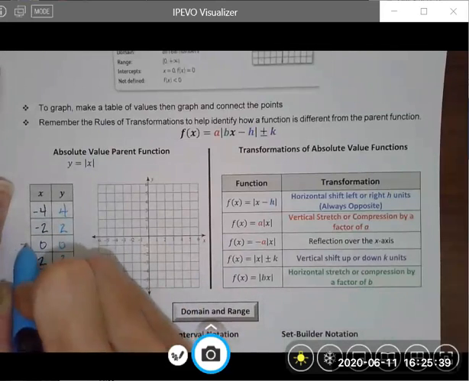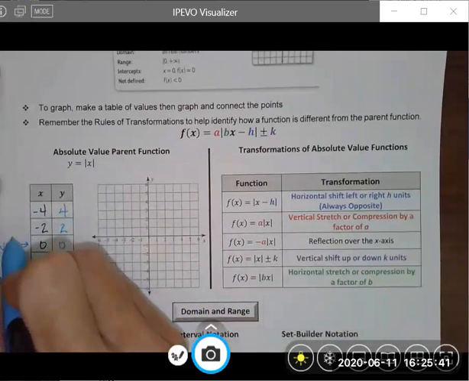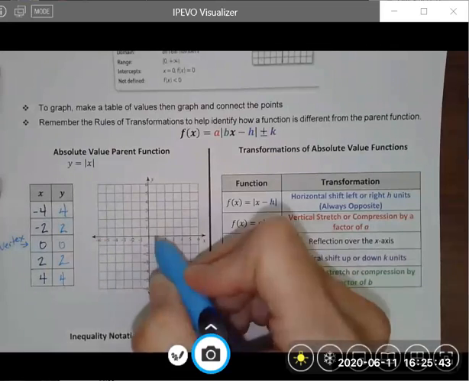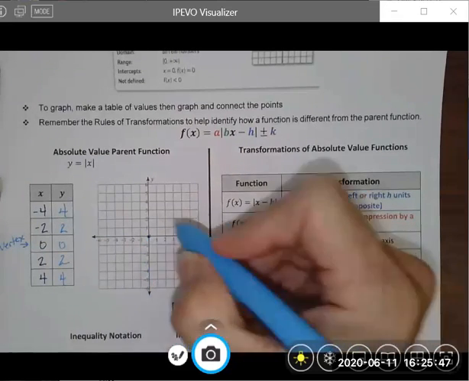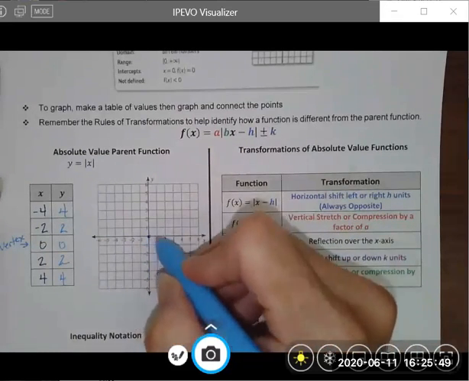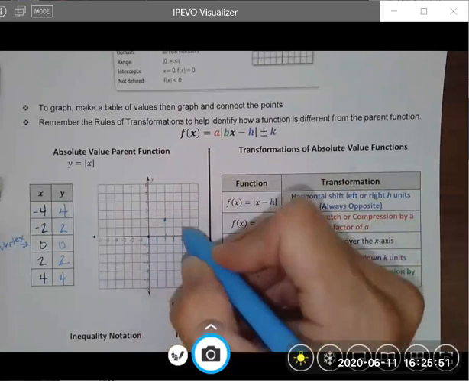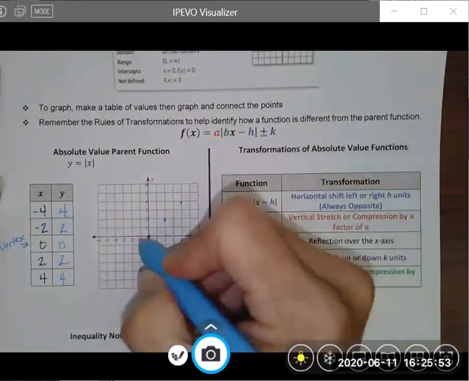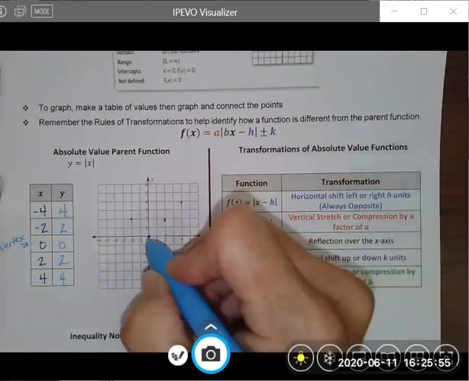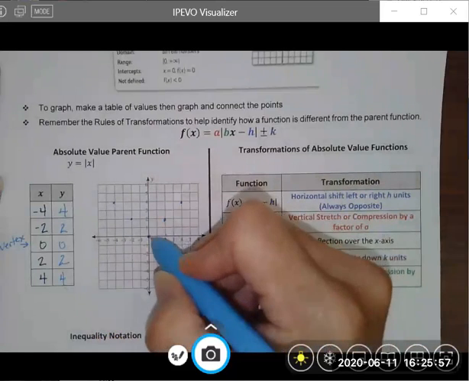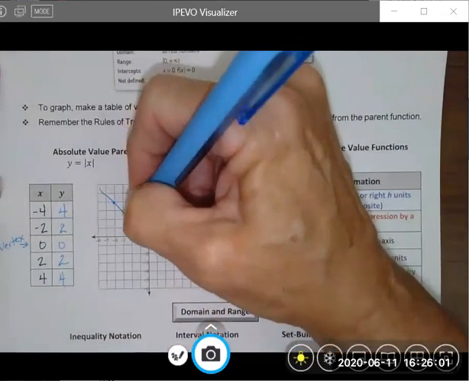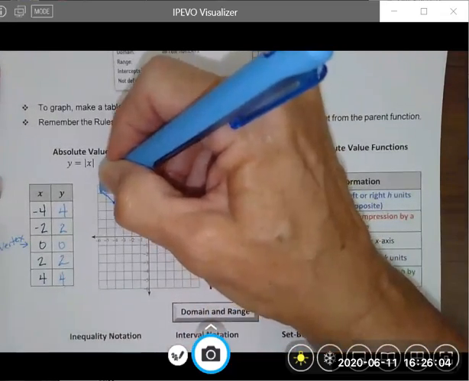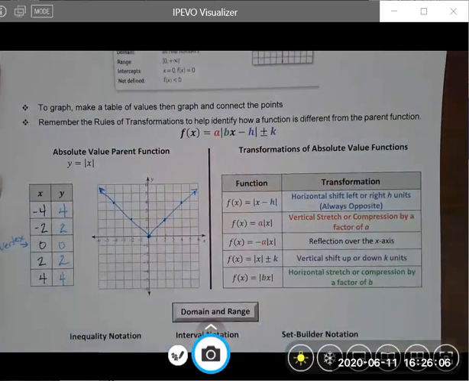My vertex is at 0, 0. Well, I'm going to call him out. That is also going to be, as we said before, the x-intercept and the y-intercept. My other points are 2, 2, and 4, 4. It does have a line of symmetry. It is symmetric, which is kind of handy. Please excuse my crooked lines here. Graphing is not really my forte, but there we have it.